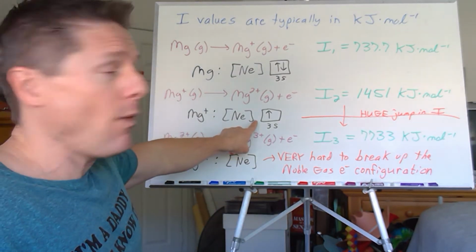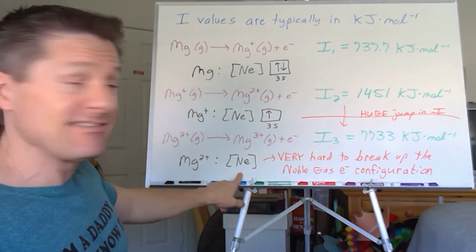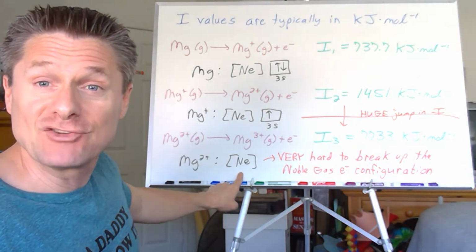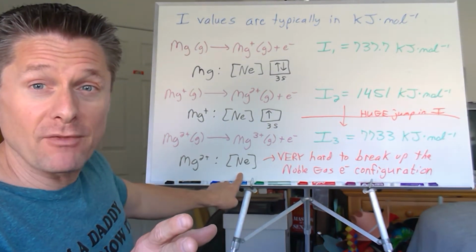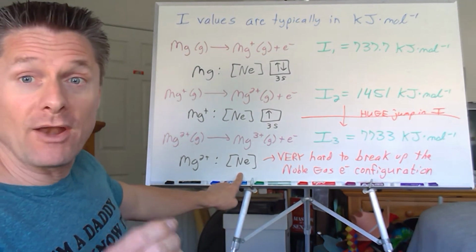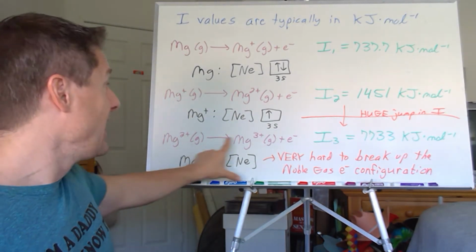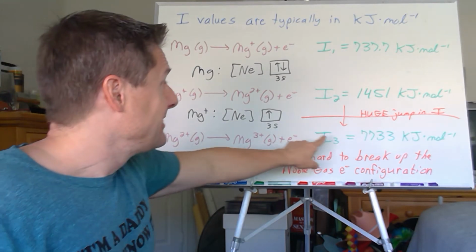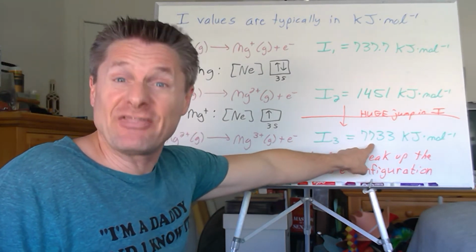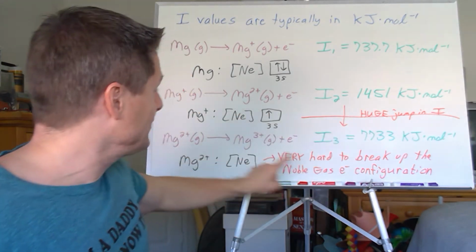Now, once we do that, we're left with magnesium +2, which has the noble gas electron configuration neon. So it's isoelectronic with neon. That's its happy place. Now, we can still pop one of those electrons out, but it's going to require a tremendous amount of energy. So if you got magnesium +2 in the gas phase, and you want to go to magnesium +3, which we know we don't see in nature, that third ionization energy is 7,733 kilojoules per mole. Look at that massive jump.